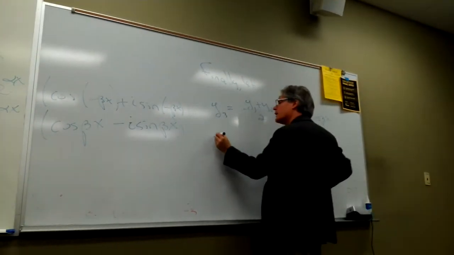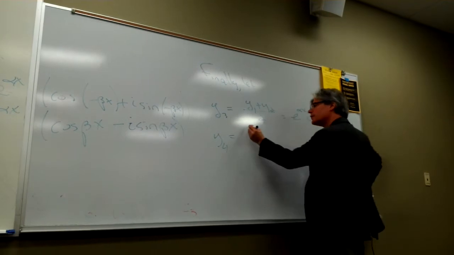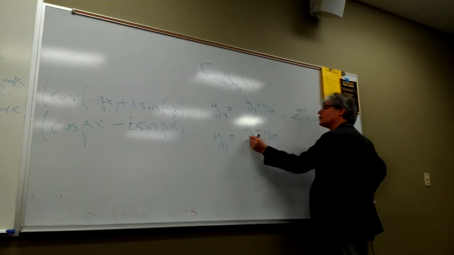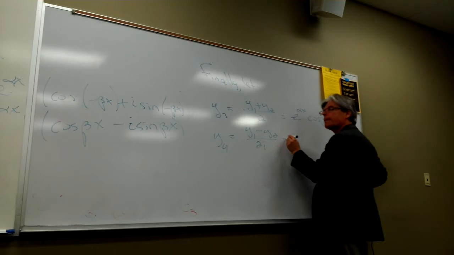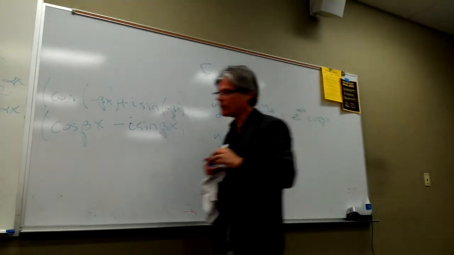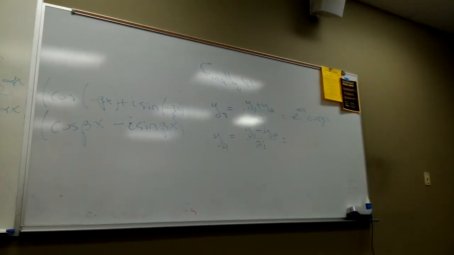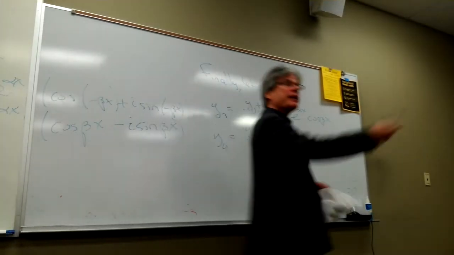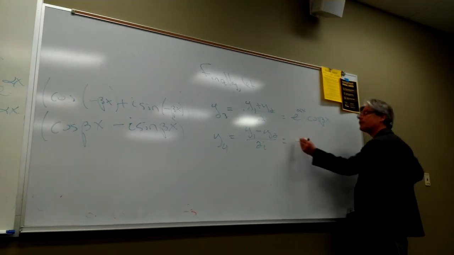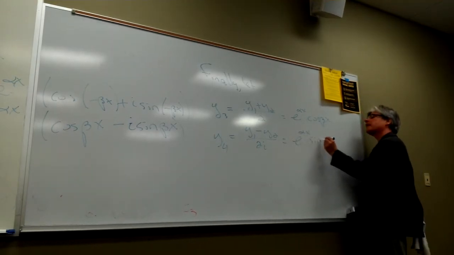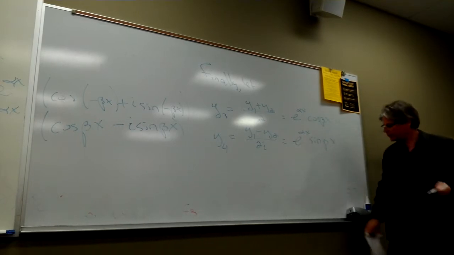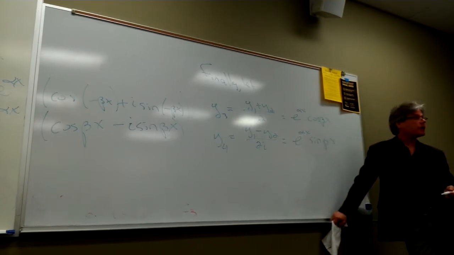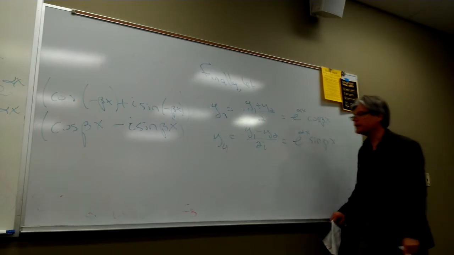However, if I allow y sub 4 to be, how about the difference between those two solutions, all divided by 2i? Check out what happens. Now when I take this y1, subtract from this y2, now the cosine terms drop out. And I'm left with 2 times i times e to the alpha x times the sine of beta x all divided by 2i. Now the 2's and the i's cancel, and I'm merely left with e to the alpha x times the sine of beta x.